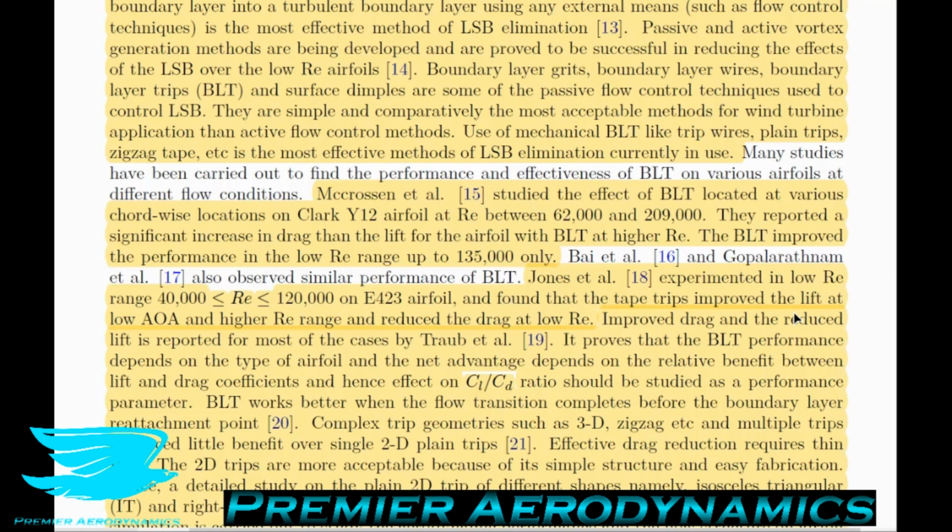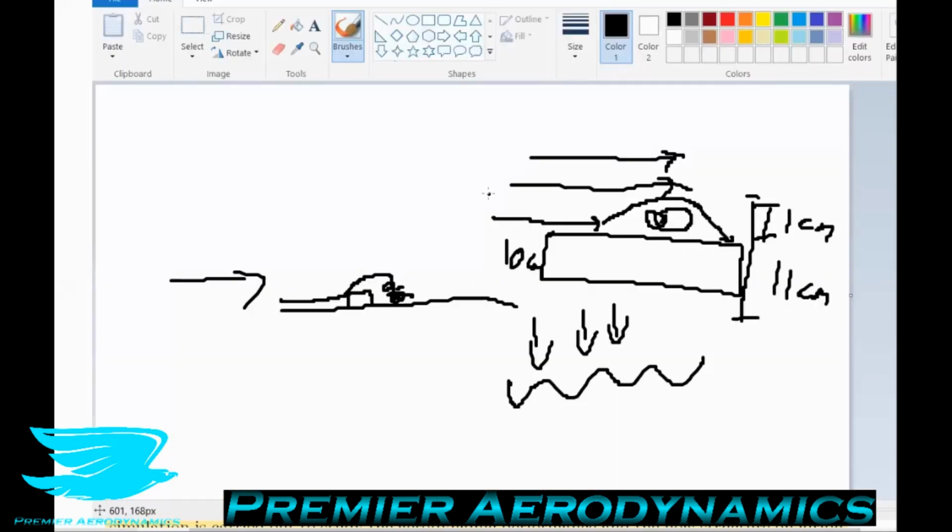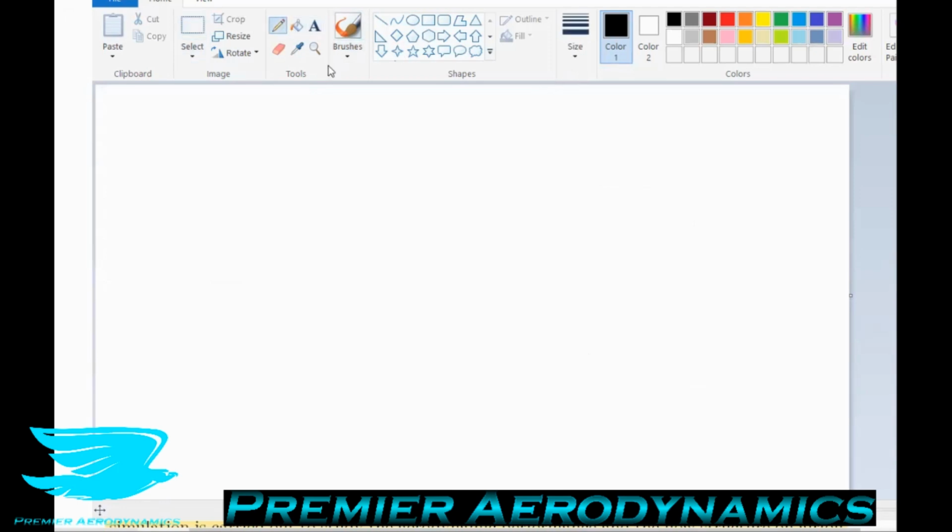So some other researchers experimented in low Reynolds number ranges from 40,000 to 120,000 on an E423 airfoil, and found that the tape trips improved the lift at low angles of attack and higher Reynolds number ranges, and reduced the drag at only low Reynolds numbers. So this is interesting because the effects of boundary layer trips on laminar separation bubbles on the lift production of an airfoil can vary. Often they will actually increase the lift production.